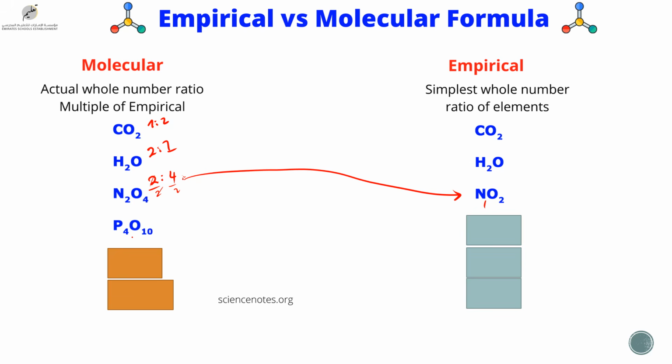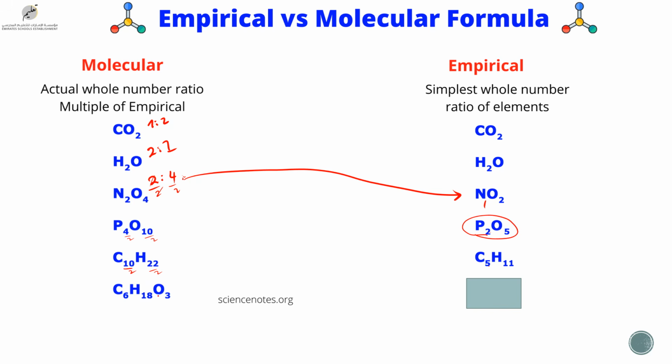P4O10, there is a common factor which is 2, so if you divide by 2 it will give you P2O5. C10H22, if you divide by 2 and divide by 2 it will give you the empirical formula. Now C6H18O3, if you divide everything by 3 you will get C2H6O. Of course, you might think that 2 and 6 have a common factor. No, the common factor should be for every element here. The ratio is 2 to 6 hydrogen to 1 oxygen. There is no common factor between all of them. So that's our empirical formula.